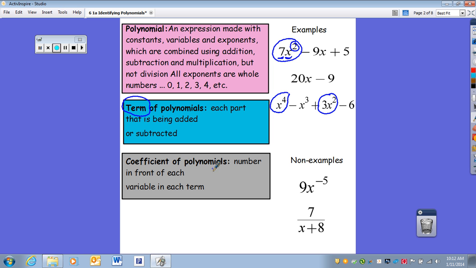The coefficient of a polynomial is the number that is in front of each variable in the term. So for example, in this particular term, 20x, the 20 is the coefficient. It's the number out front, or the leader. Here I've given you some non-examples. These are not polynomials. This one is not a polynomial because it has a negative number as its exponent. This is not a polynomial because it has division.